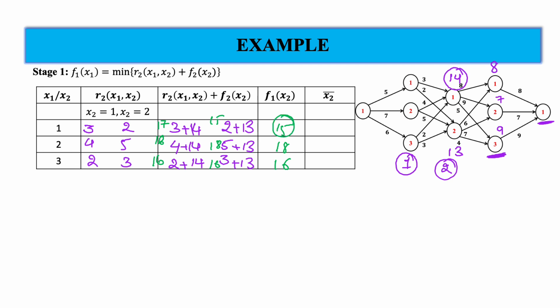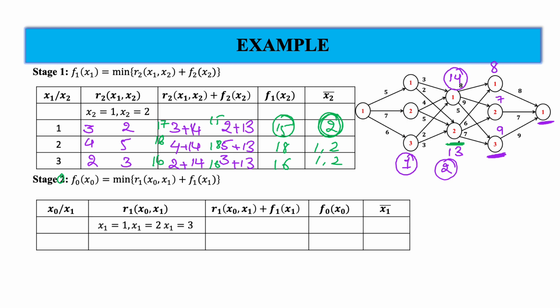Okay, so at what point are we getting the minimum? x2 is 2, when x2 is 1 and 2, but out of them which is minimum? 2 is minimum. So the optimal point here is 2. For stage 1, the x2 value obtained is 2, which gives you the minimum value. Again for stage 0 we will find f0(x0), the minimum of r1(x0, x1) plus f1(x1), and we again form the table.